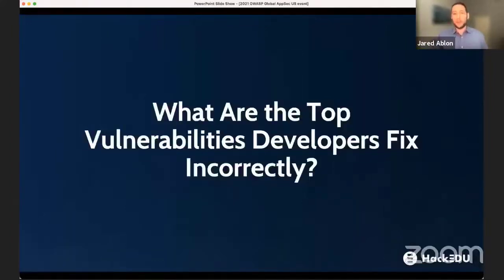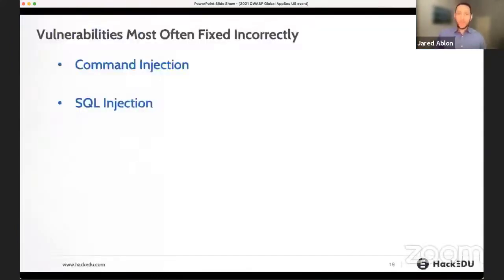Then we also asked the question, what are the top vulnerabilities that developers fix incorrectly? These are vulnerabilities that developers know they have. They may have some knowledge of them, and they go to try to fix them, but they don't fix them exactly correctly. They're fixing them in a way where there might be some gaps, and there's still a problem with these vulnerabilities. We found command injection and SQL injection are most often fixed incorrectly. And so we look at why that's the case.